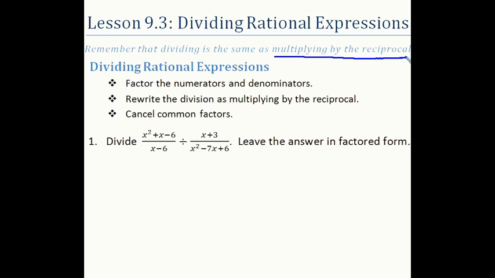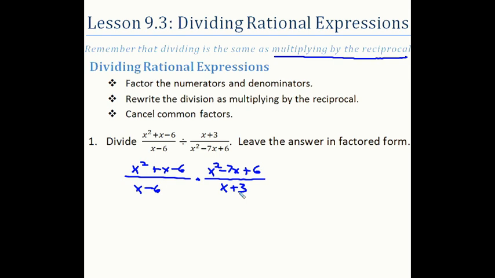So let's take a look at this first example. This is a division. We're dividing by x plus 3 over x squared minus 7x plus 6. And so instead of dividing, we're going to multiply by the reciprocal of that. So we can rewrite this as x squared plus x minus 6 over x minus 6. And instead of dividing, we're going to multiply by the reciprocal. That means that x squared minus 7x plus 6 will be in the numerator, and the x plus 3 will be in the denominator. So now this looks like the type of problem we saw in our multiplying rational expressions lesson.